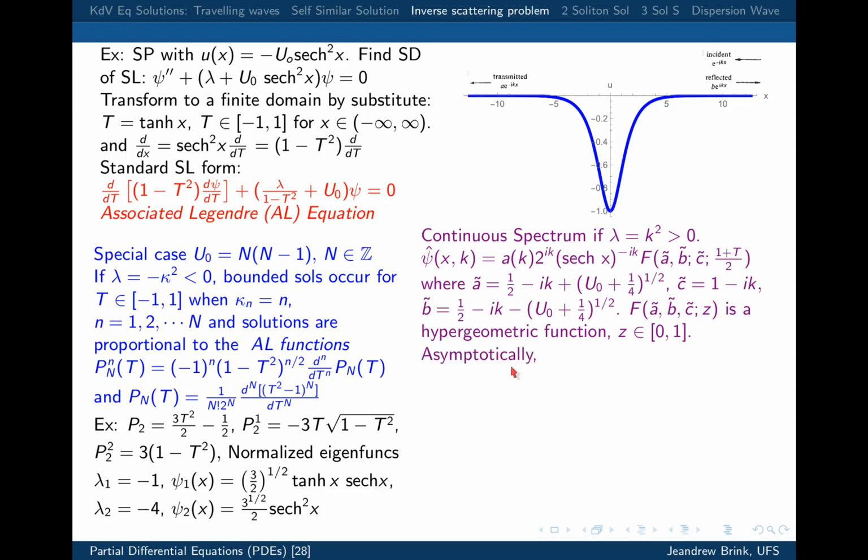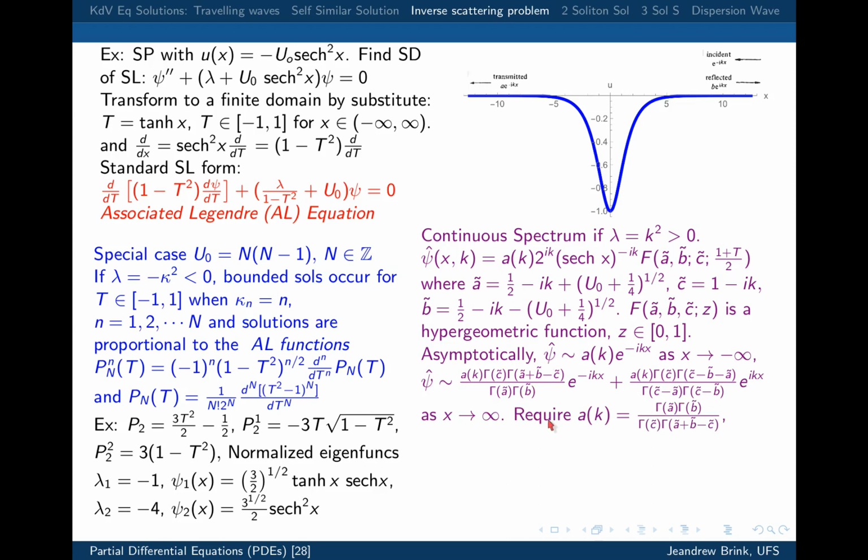And then asymptotically, which is actually the only thing you needed, you didn't need to solve the whole problem, you just needed to find what is asymptotically, you find that this function that I've given over here behaves like a_k times e to the minus kx as x goes to minus infinity, so that's that term. It behaves like this when it goes to positive infinity. And so from this, you can actually read off what your scattering data is.